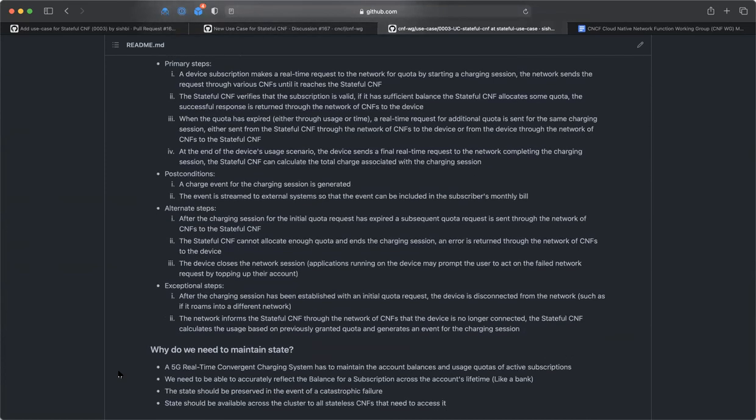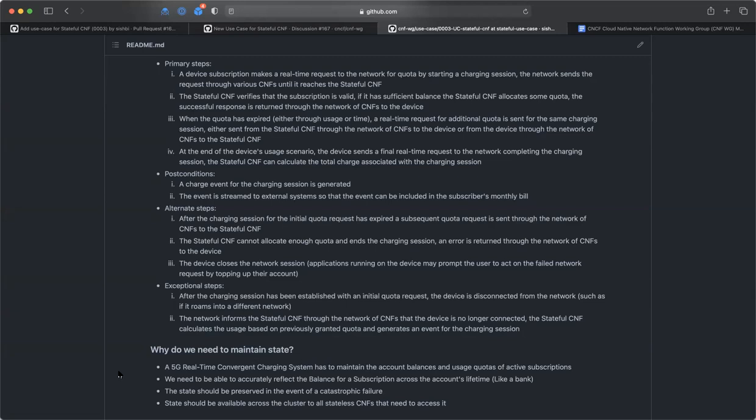When the charging session with its quota expires, when a charging session is granted, it's given a certain amount of time to run for, or a certain amount of usage, such as a data allocation. When that has expired and run out, the device requests more quota from the network, and a subsequent request is sent through.